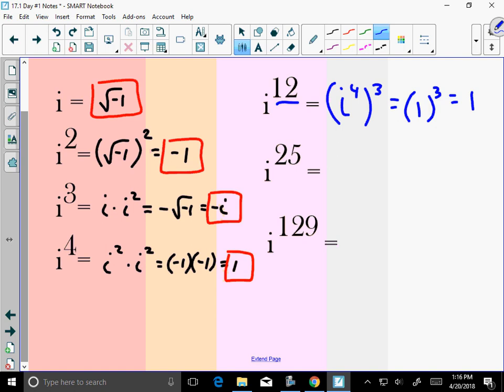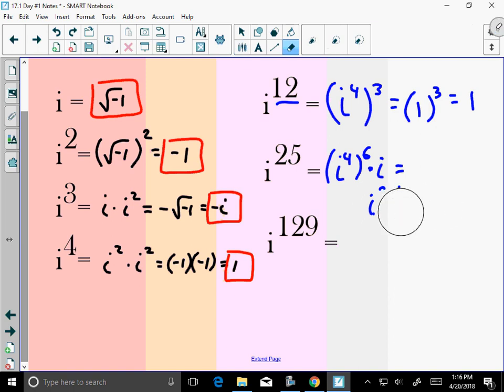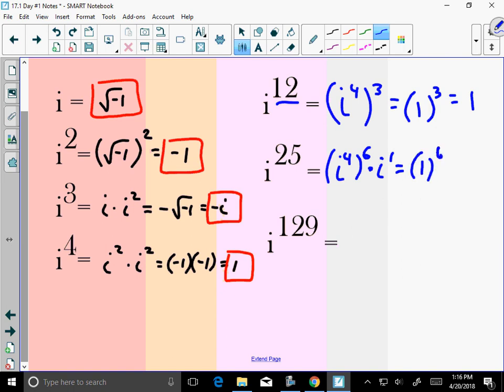So how many times would 4 go into 25? 6, right? That's 24 with one i left over. Would you agree that i to the 24th times i to the 1st is i to the 25th? Yeah. So if I go with that logic, then i to the 4th is 1. i is itself, so I get i.